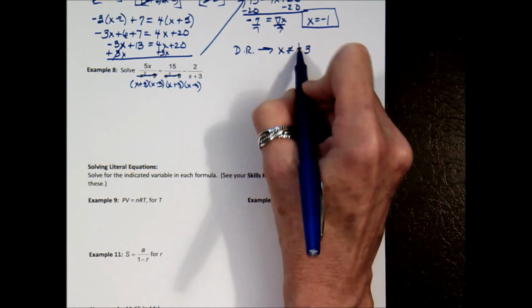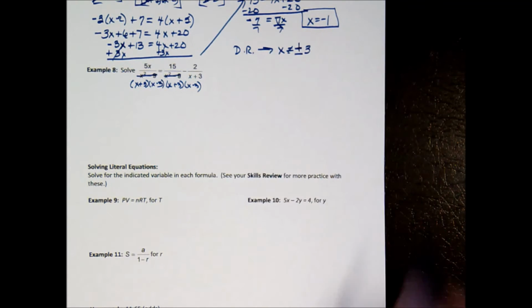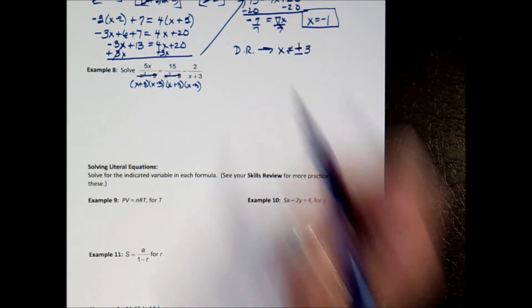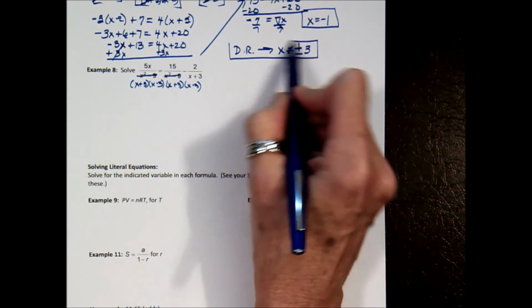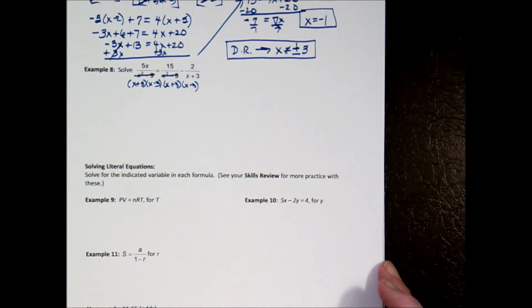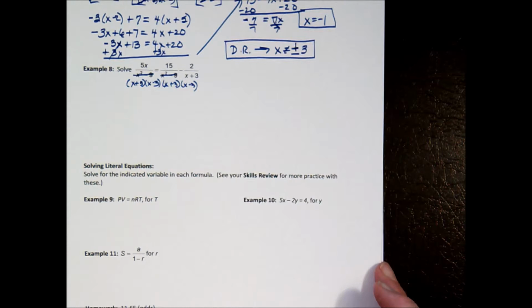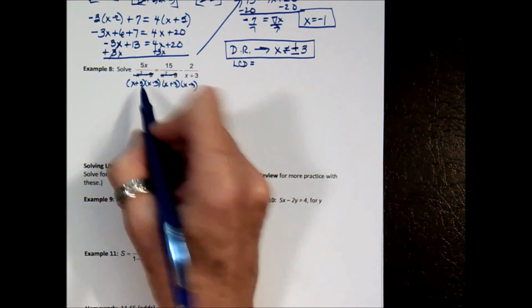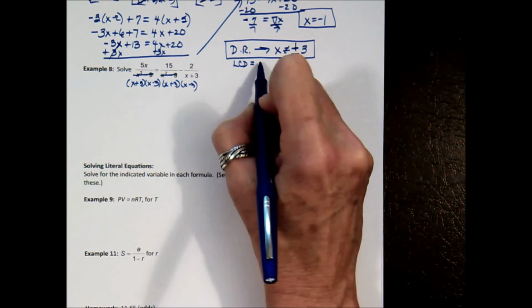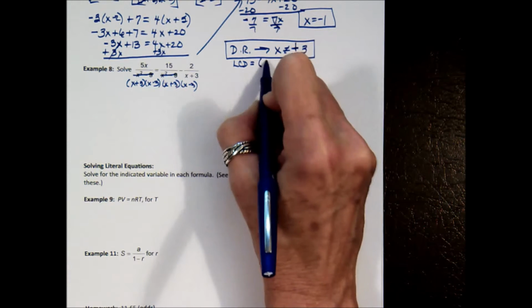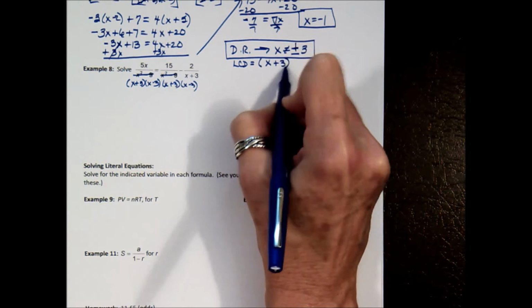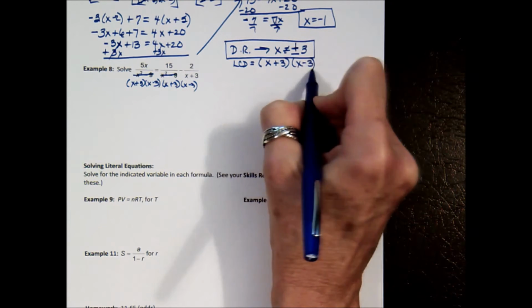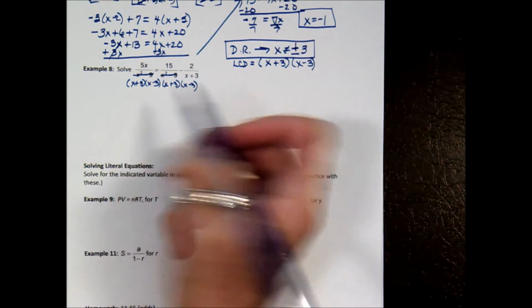So let's write it like this. X cannot equal plus or minus 3. That is my domain restriction. It can't be a positive 3 or a negative 3. So my LCD, remember all parts have to be accounted for in the LCD, is going to be an x plus 3 times an x minus 3. Now, let's look at how we rewrite this.